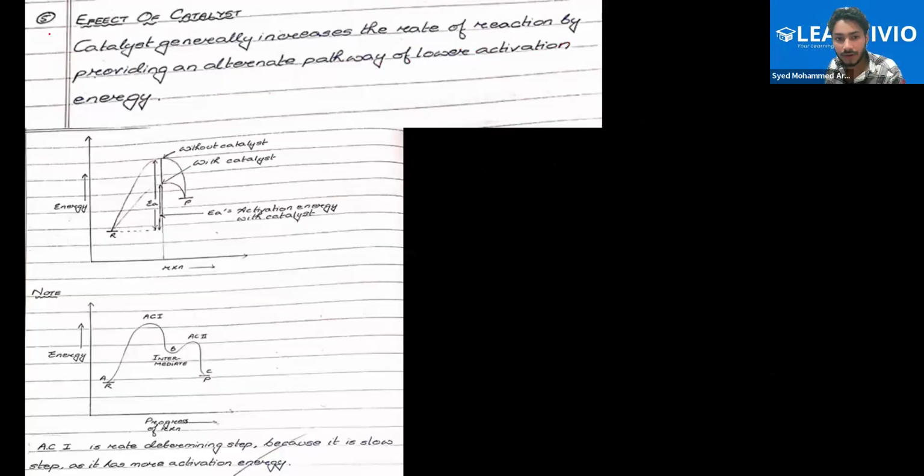Now, the fifth factor is the effect of catalyst. A catalyst generally increases the rate of a reaction. What do you understand by a catalyst? Do you have any idea about a catalyst? What is a catalyst?